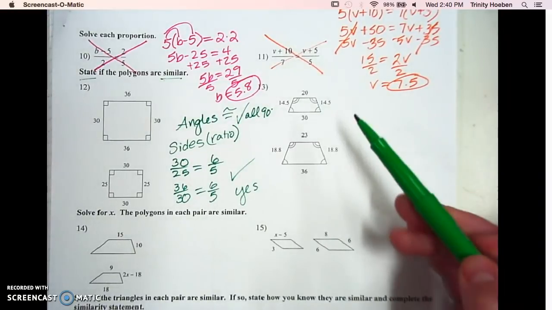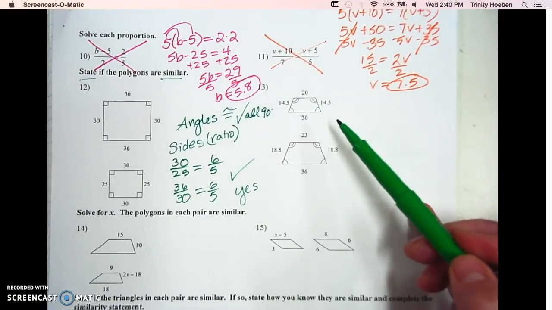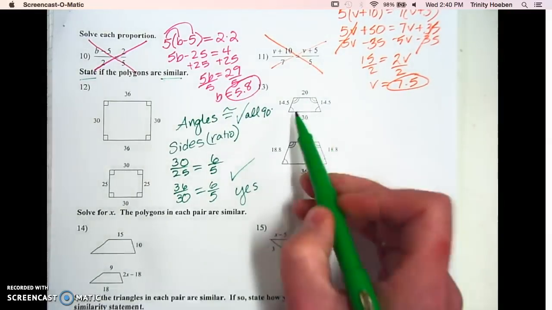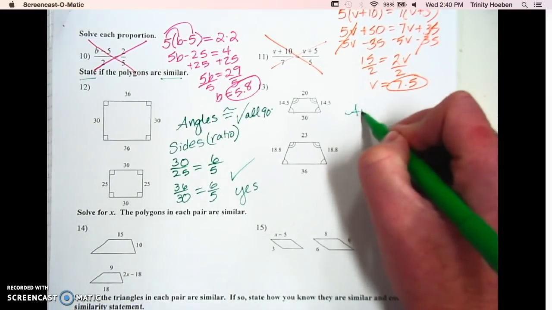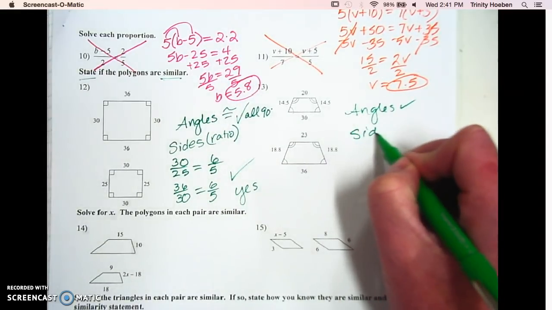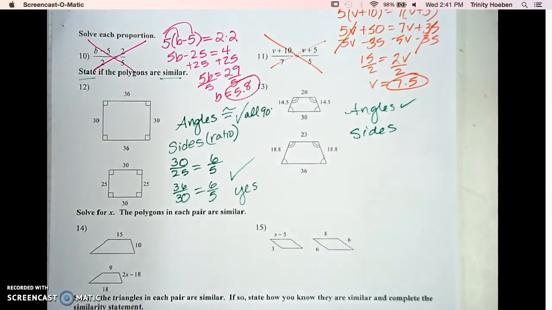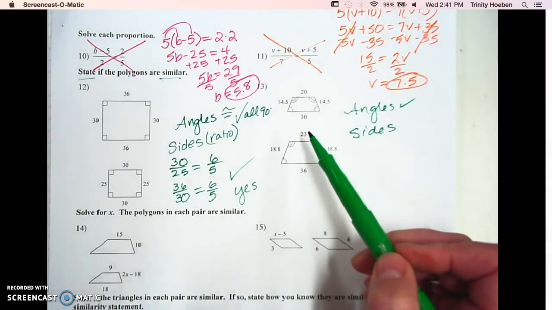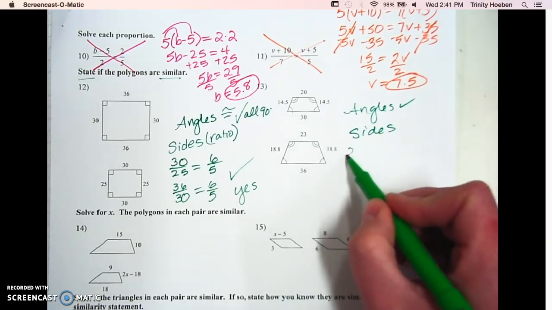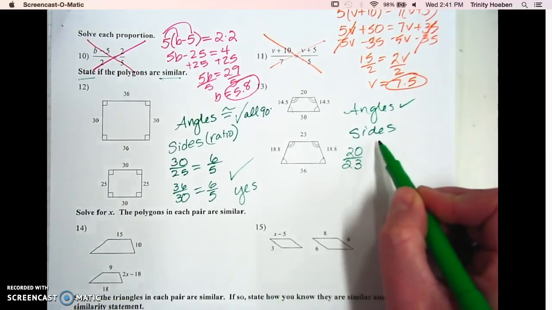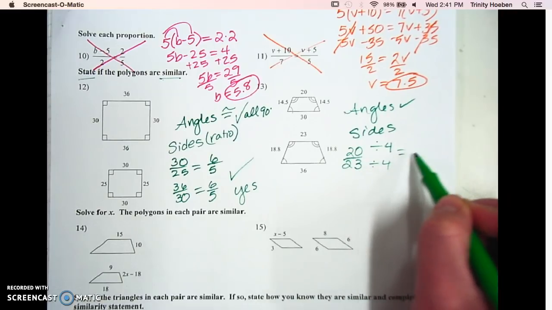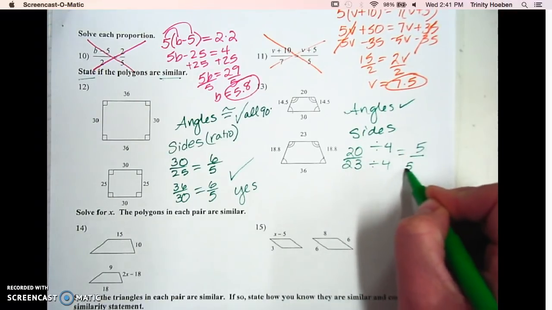Then we jump over to number 13, and we want to know, are they similar? So the first thing we do is check the angles. So we have these two angles congruent to these two angles, and these two angles congruent to these two angles. So the angles are good to go. Then we just need to check the sides to see if they're in the same ratio. So I'm going to take the 20 to the 23, and divide them both by 4. That reduces to 5 over 5.75.